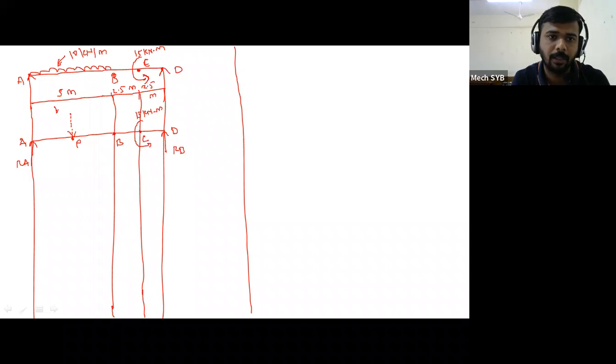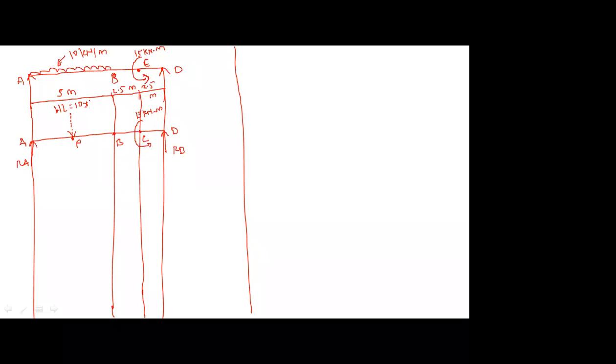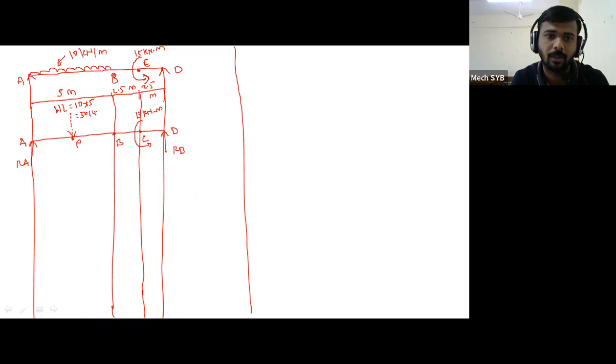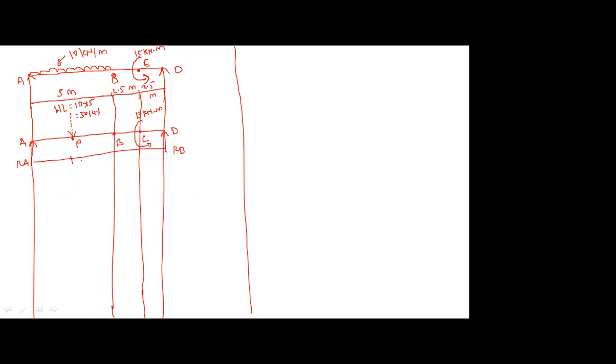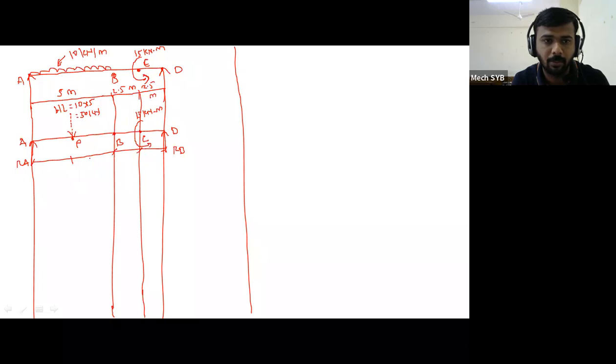What is W into L? 10 into 5, 50 kilonewton. It is equal to 50 kilonewton. And what are the distances? 2.5. 2.5. 2.5 because L by 2, UDL is there.